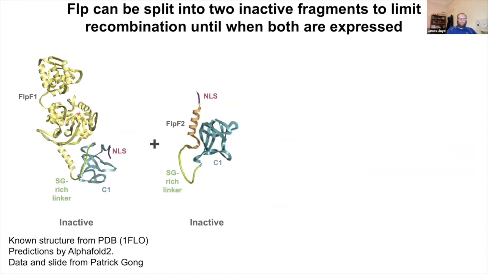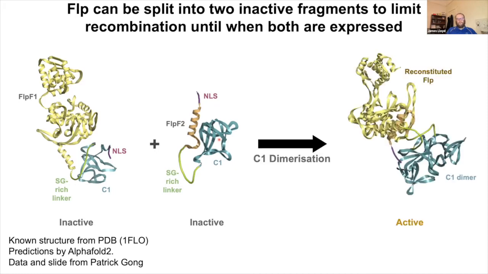We have one fragment, a very large fragment 1 of FLP with a linker, the C1 homodimerization domain from phage, and a nuclear localization signal. And then we also have the other fragment of FLP, a much shorter one, the linker, the nuclear localization signal, and the C1 homodimerization domain. If expressed by themselves, neither one can cause activation, neither one will cause recombination. However, if you express them both in the same cell at the same time, they will reconstitute and form a new active recombinase and are able to activate.